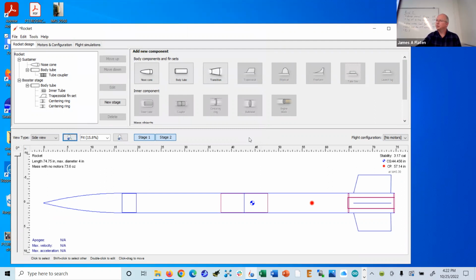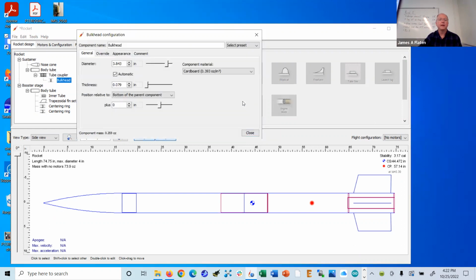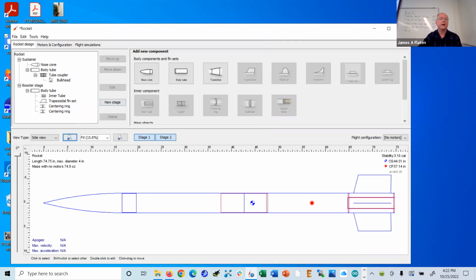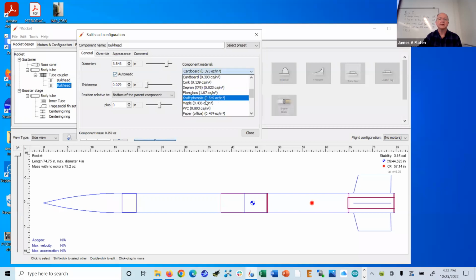Sort of related to centering rings are bulk plates. I need to have some plates that completely close off my av bay, both top and bottom. So I protect my electronics that's inside, right? Okay, so let me go back to my coupler. Let me put a bulkhead. And I'm going to make that also maple. All of the wood I bought is 0.25 inches thick, so it's kind of boring. There it is. There's one bulk plate at the bottom of the coupler. Let me put another bulk plate at the top of the coupler. Same details.